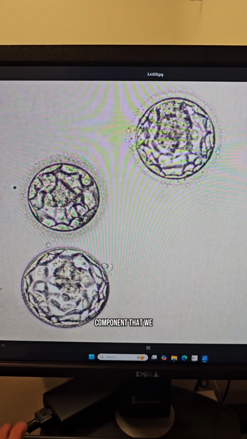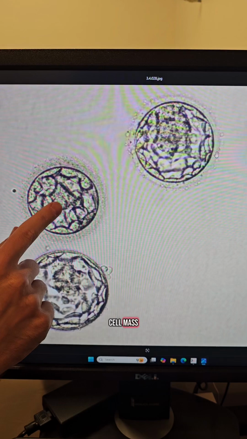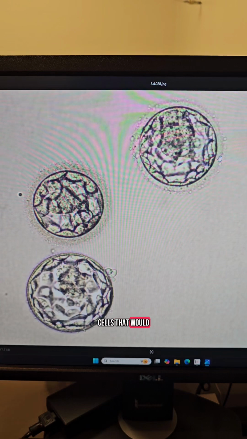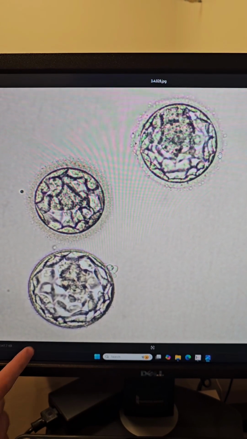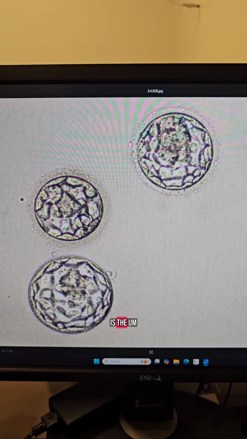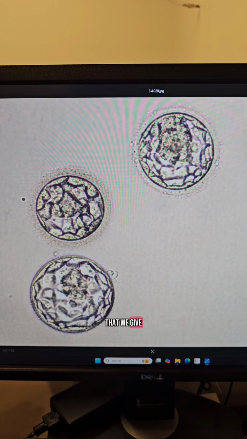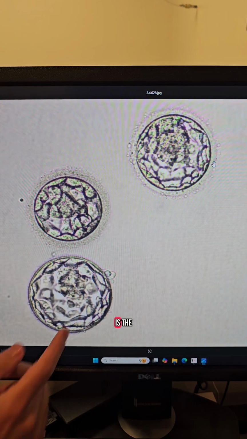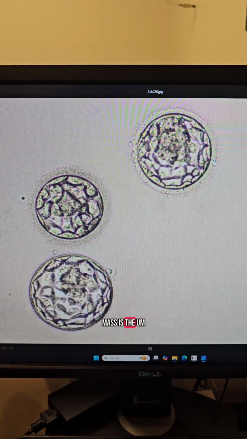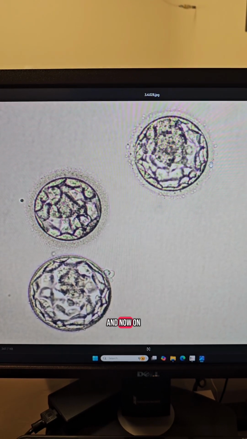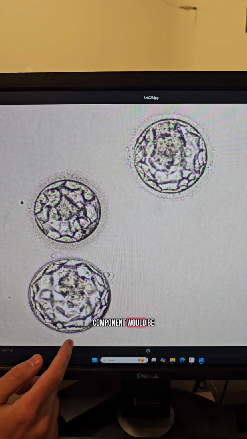Now the second component that we look at is the inner cell mass. We can see here on each of these embryos this tight clumping of cells. That would be the inner cell mass. We grade the inner cell mass with letters, so A is the best grade that we give, B is the second best, and so on. The inner cell mass is the cells that give rise ultimately to the fetus. The third component is the trophectoderm.